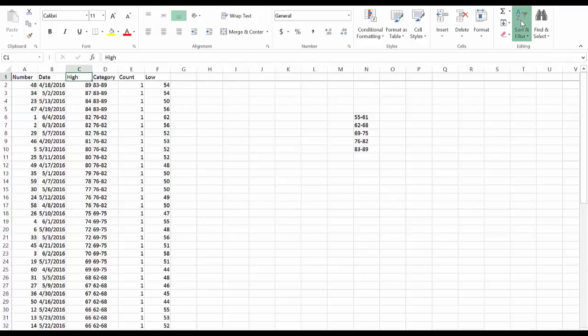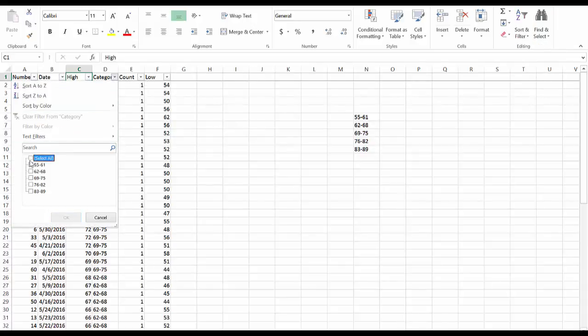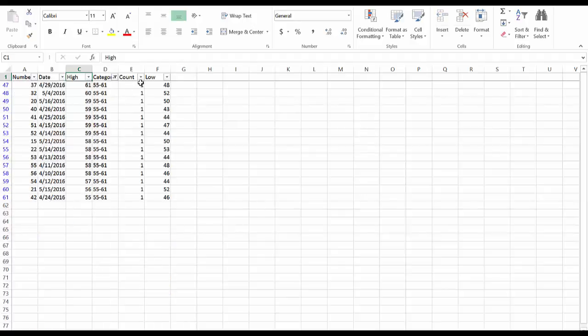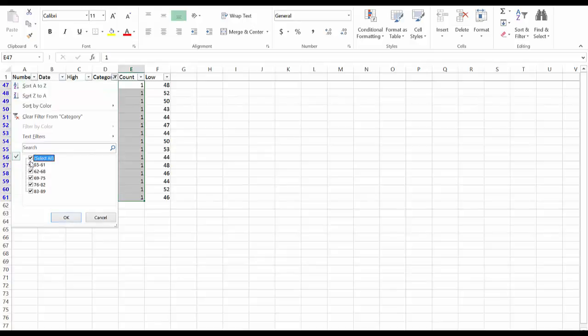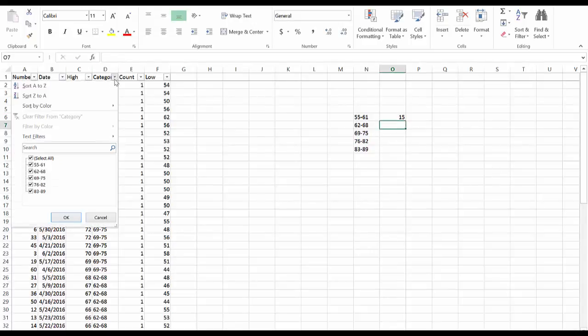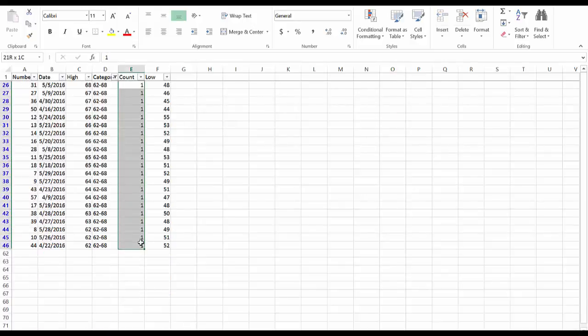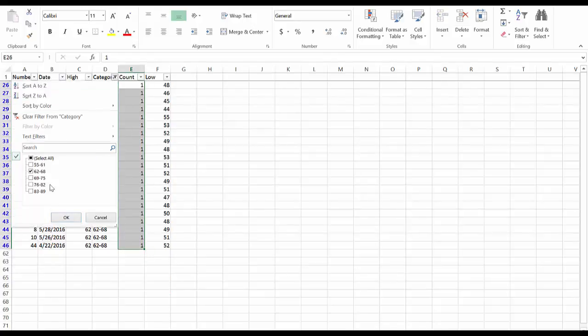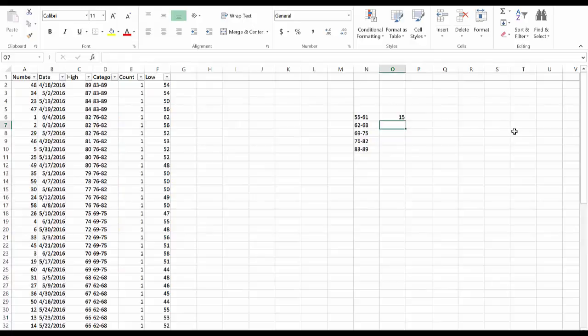Now, what I can do is go back over to the Sort and Filter, and I can actually filter. And I want to filter on these categories. So 55 to 61, how many do I have? Okay, so the count is 15. I'm going to undo my sorting there, and I have 15 temperatures that fall into that category. 62 to 68, I have 21. 21 goes into there. Okay.